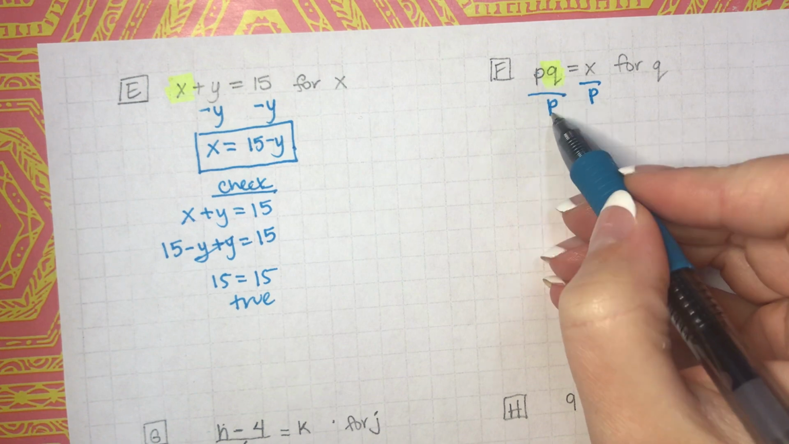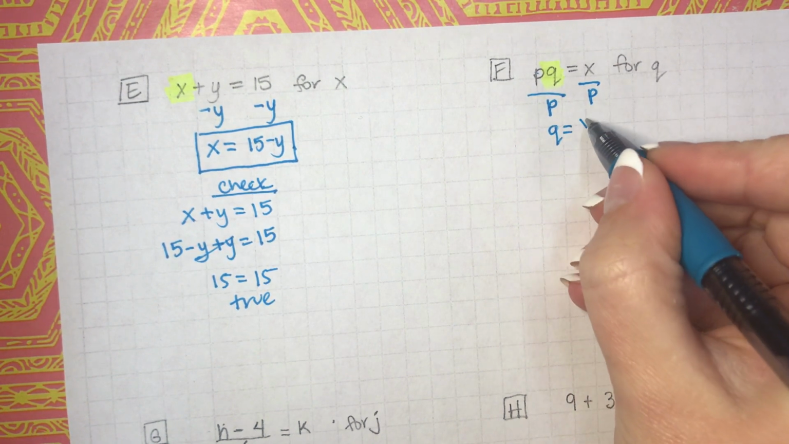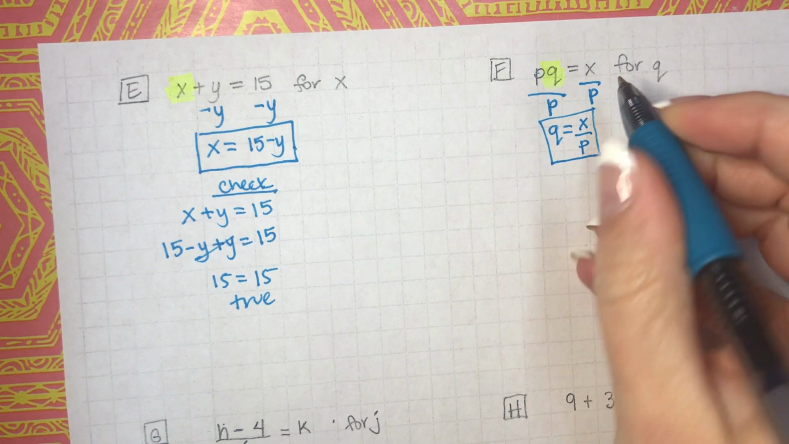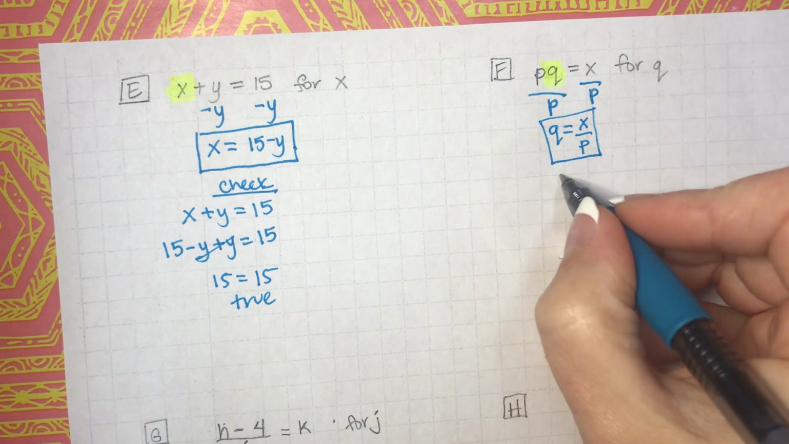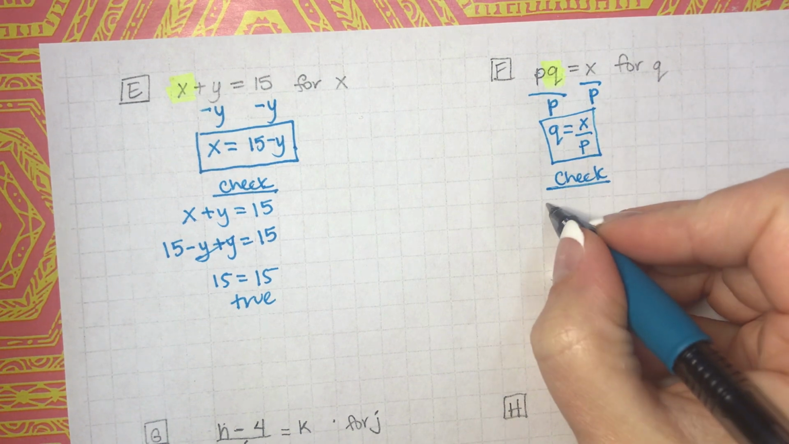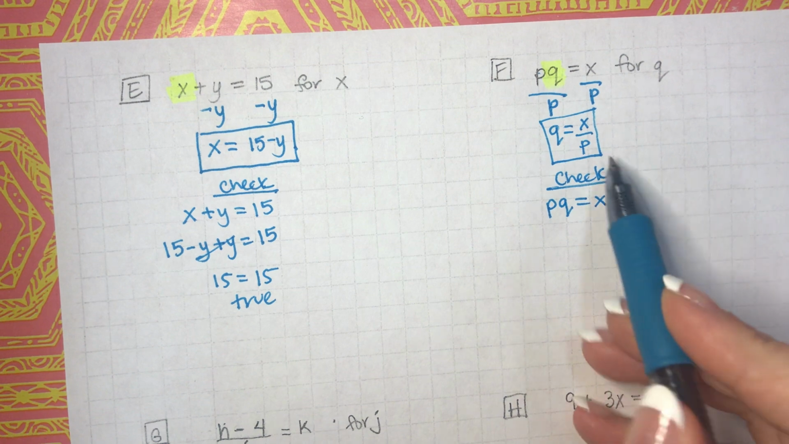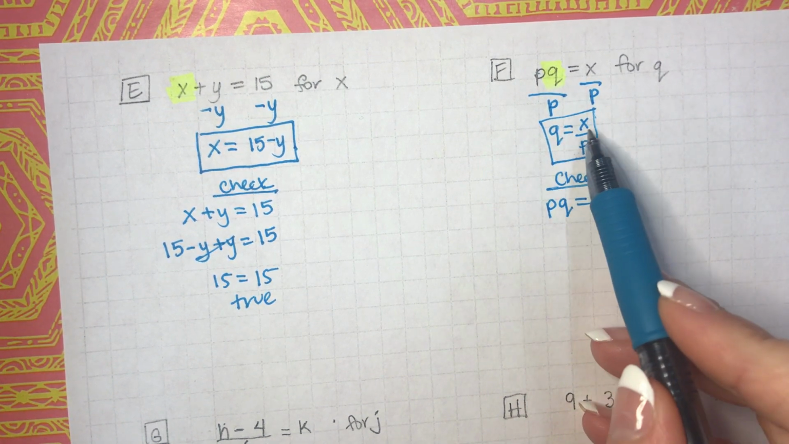P divided by P is 1. 1 times Q is Q. So we did it. We got Q by itself. So Q is equal to X over P. Then we're going to check it. We're going to write that original equation. PQ equals X. And then we're going to substitute this X over P in for Q because that's what Q equals.